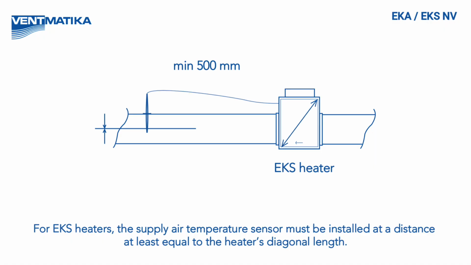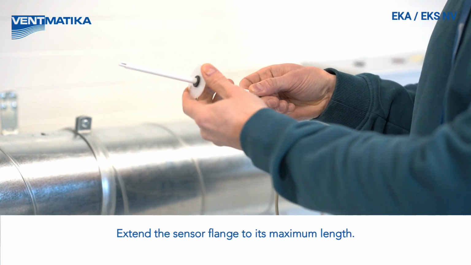For EKS heaters, the supply air temperature sensor must be installed at a distance at least equal to the heater's diagonal length. Extend the sensor flange to its maximum length.